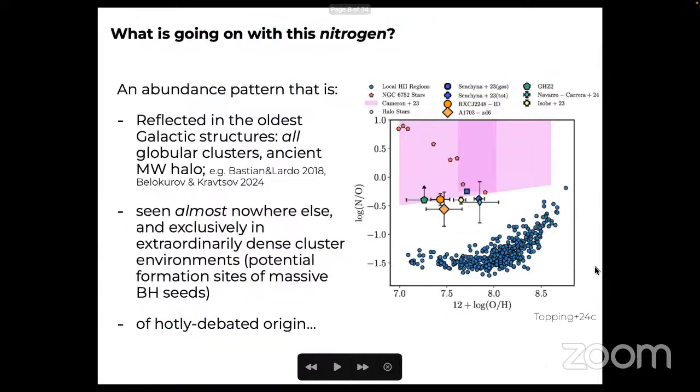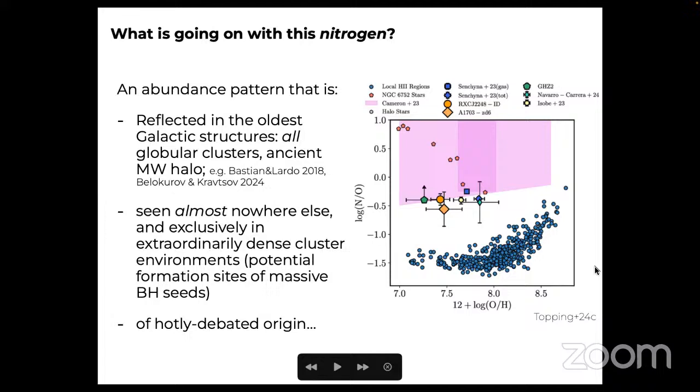And this is really peculiar because this is an abundance pattern that we basically do see in the oldest galactic structures. So we see this in every globular cluster. For a long time we've known about this peculiar abundance pattern in these second population stars. It also might be present in the oldest component of the ancient Milky Way halo. But we basically see that nowhere else.